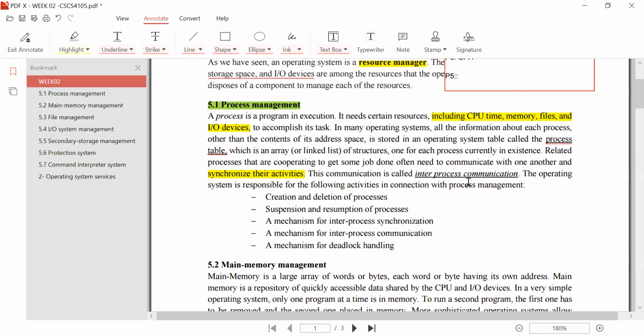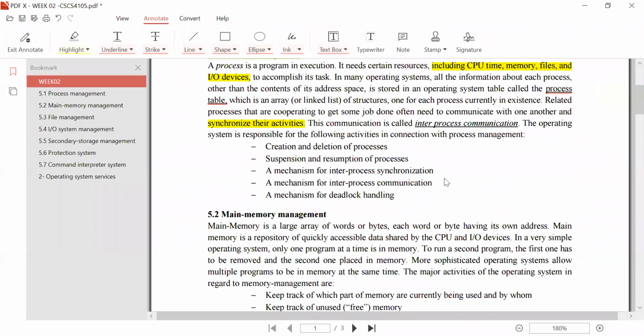So now we'll look at the major activities of the operating system in relation to process management. It's simply responsible for the creation and deletion of processes. If the application that you are executing requires that a new process be created, the operating system will be the one responsible for creating that process. And if after execution there is need to delete a process, the operating system will still be the one responsible for deleting that process.